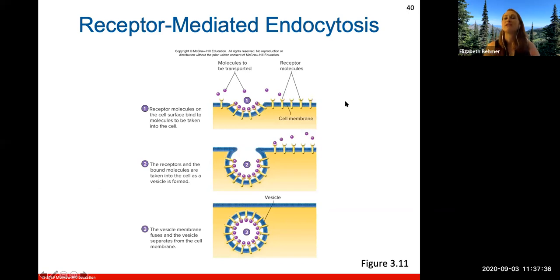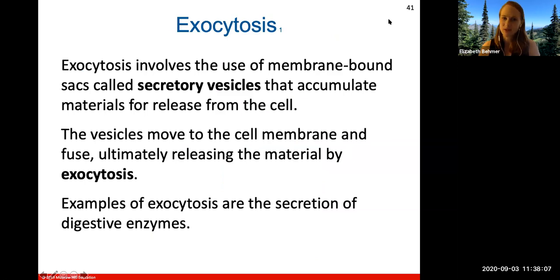This is just a look at receptor-mediated endocytosis, showing how the molecules being transported will bind to receptor molecules on the cell membrane. And you can see here how the cell membrane starts to fold in on itself, and it creates a vesicle to get these molecules inside the cell. So it's really an interesting process, how the cell gets things inside of it. So that's receptor mediated. And then exocytosis.